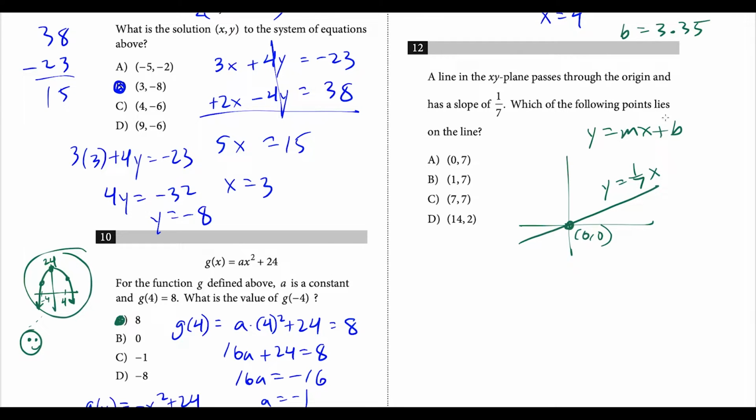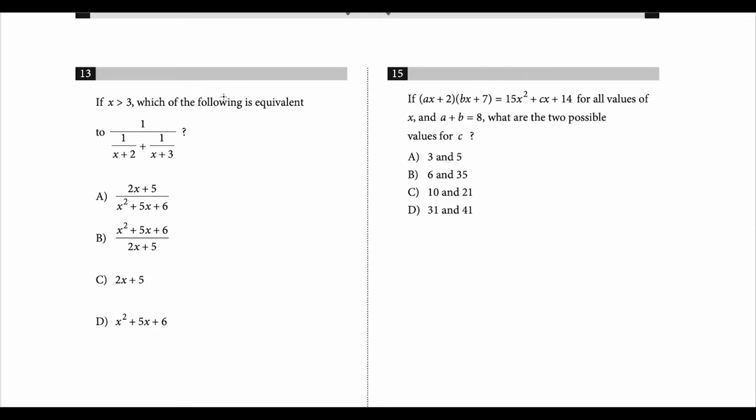So which of the points lie on this line? Well, 0, 7 is not it because 0, 0 is on our line. And now we just start plugging in more points. If we plug in x equals 1, notice we get y equals 1/7 times 1. So this one is out. And if we do choice C, this isn't going to work either because 1/7 times 7 is equal to 1, not 7. And now choice D, this has got to be the one. It's the last one. But 1/7 times x equals 14 is going to give us 14/7, which is 2. So definitely choice D.